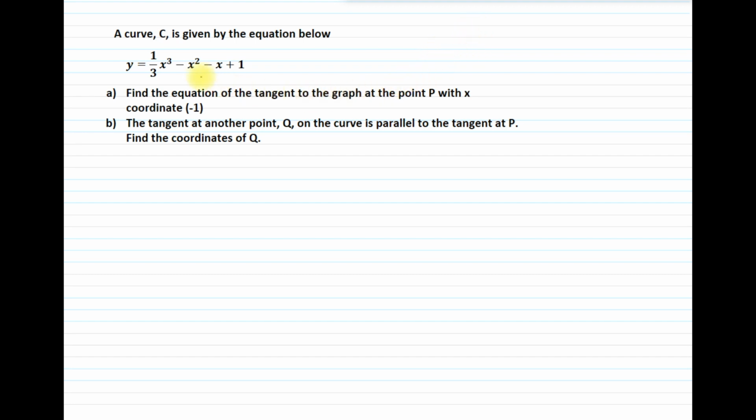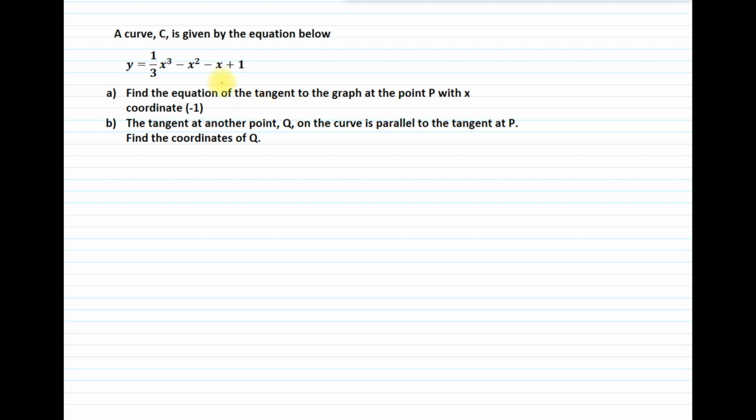Right, we are given a curve with a cubic equation and we are asked to find the equation of a tangent at a point P, and they have given us the x coordinate of point P, which is -1. Now, to find the equation of a straight line, we need to know its gradient, and we need to have at least one point that the line passes through.